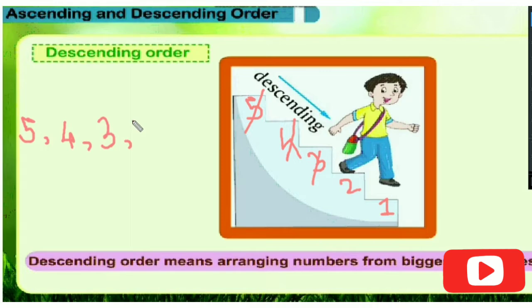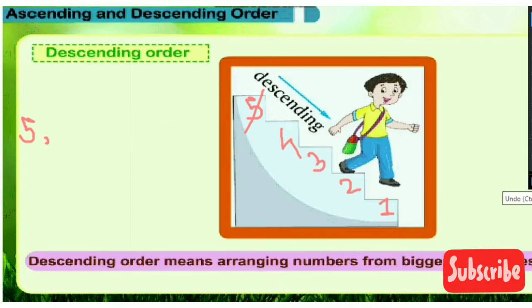And what remains now? 1 remains. So we will write here 1. Now we are done. This is the descending order for these numbers. Now like this you can do it for greater numbers also. Now let's see some examples.